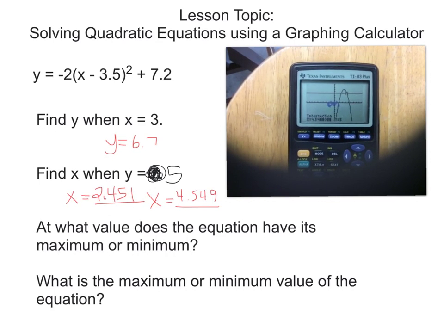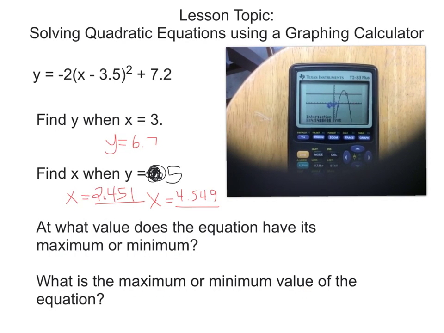All right, so just a couple more things here. At what value does the equation have its maximum or minimum value? And then the second part is, what is that maximum or minimum value? Now just think for a minute. Maximum is the uppermost point on a parabola, and minimum would be the lowest point if it was a parabola opening up.